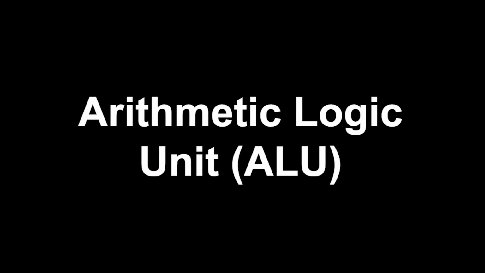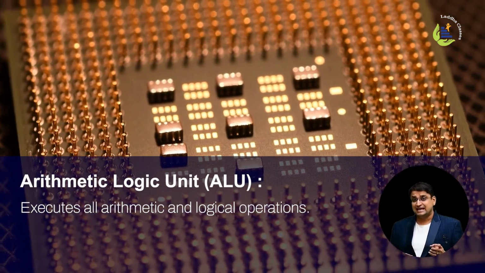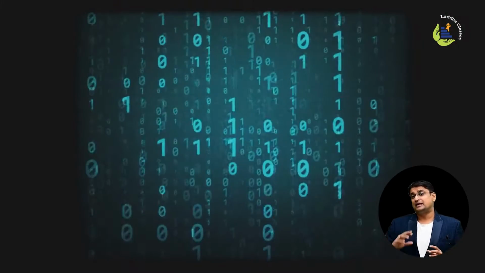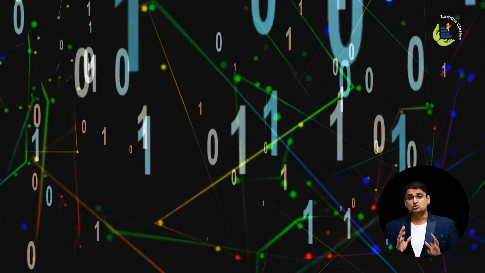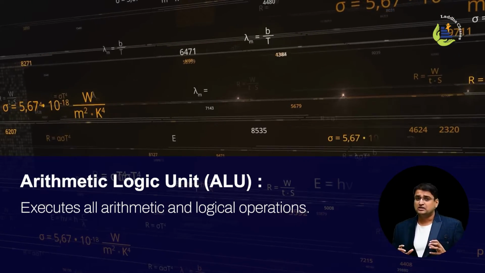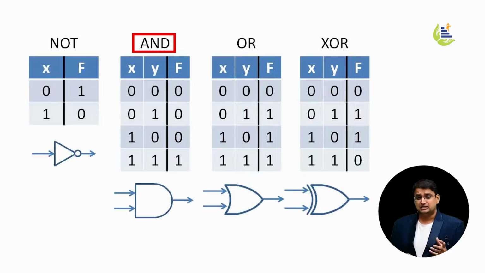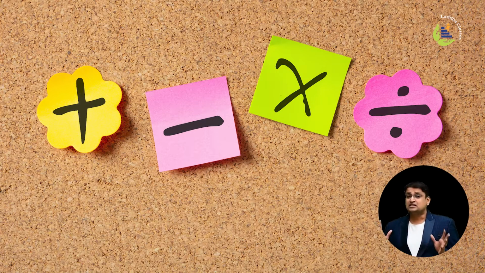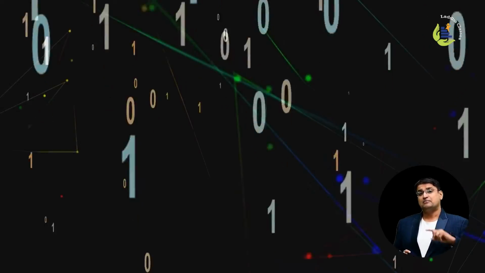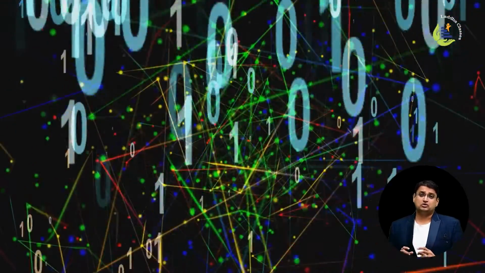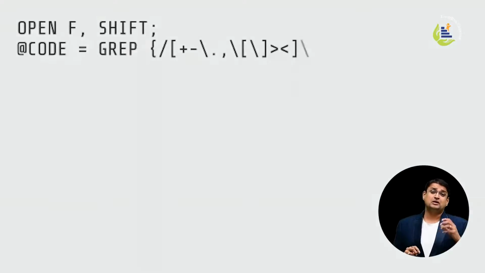Arithmetic Logic Unit, ALU. ALU contains the electronic circuitry that executes all arithmetic and logical operations on the available data. ALU uses registers to hold the data that is being processed. Most ALUs can perform the following operations. Logical operations like AND, NOT, or exclusive OR. Arithmetic operations like addition, subtraction, multiplication, and division. Bit shifting operations like shifting or rotating a word by a specified number of bits to the left or right with or without sign extension.